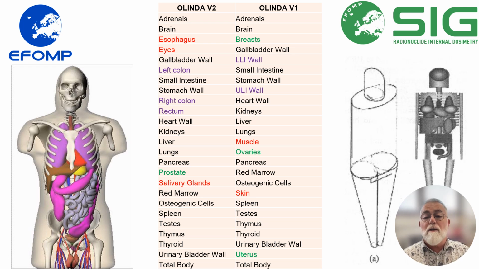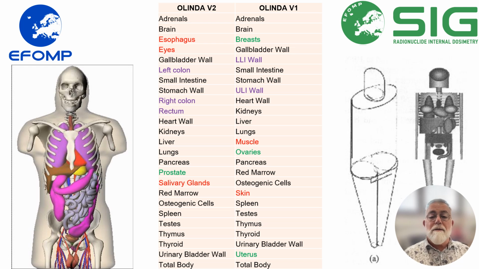In Olinda version 1, you've got breast, muscles, and skin that are not considered in version 2, and you've got uterus, because in Olinda version 1, it's a hermaphrodite model that has both, as you can see, testes, ovaries, and uterus. Whereas in Olinda version 2, you've got a male model, which is displayed here, and you've got a female model that obviously has no prostate but has ovaries and uterus. Then the organs in red and green are those that are different in or not present in voxel in Olinda version 1 and Olinda version 2.